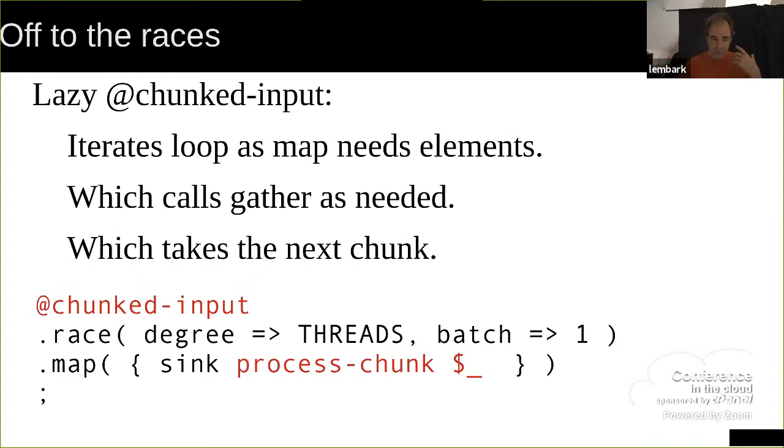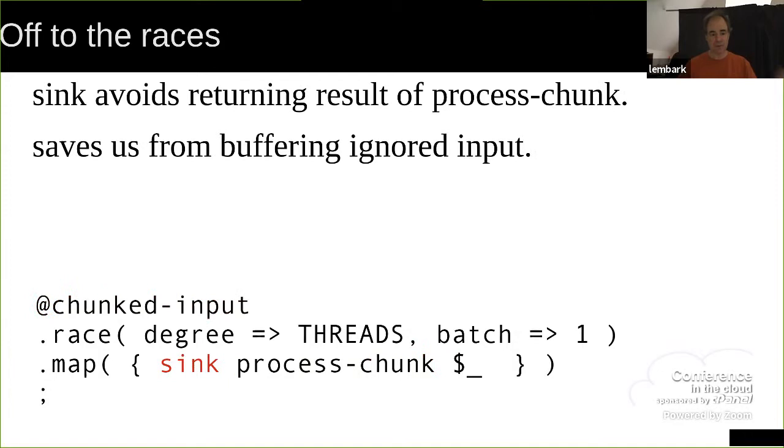Now, the chunked input, again, is where the laziness comes in. The laziness isn't in the map, and it's not really in the gather. You can think of the laziness attached to this thing. So $_ underscore is coming out of chunked input on demand. Sink avoids having to deal with the output of the map.